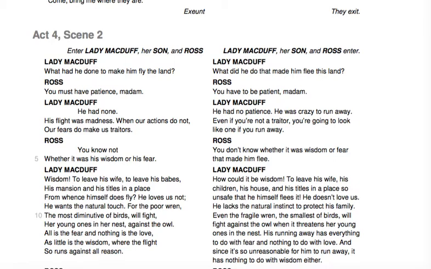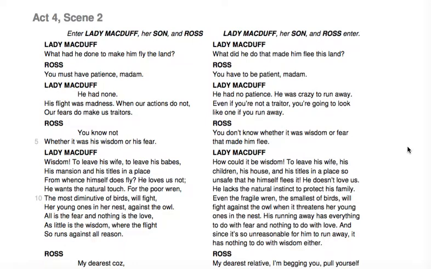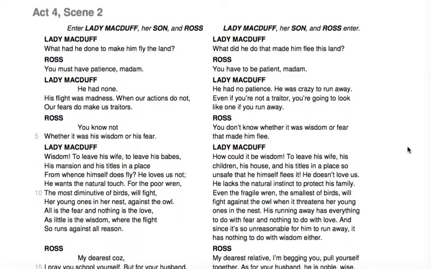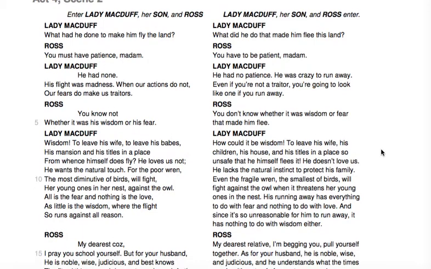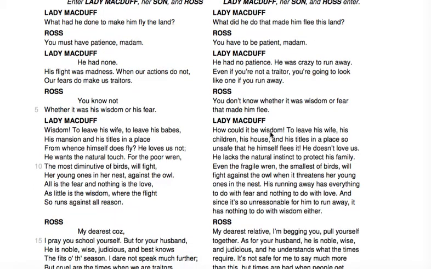So here, Lady Macduff is really upset at her husband for leaving, and Ross is trying to explain to her, listen, he did it for good reason. Lady Macduff says, how could it be out of wisdom that my husband left, to leave his wife, his children, his house, and his titles in a place so unsafe that he himself flees it? Well, this is a really good argument from Lady Macduff. We know that Macduff has gone to England to try and speak to the king and form some sort of ally with Malcolm and Donalbain to fight and get Scotland back from Macbeth.